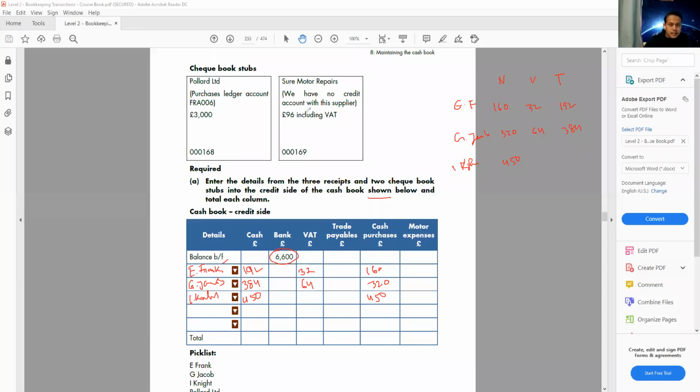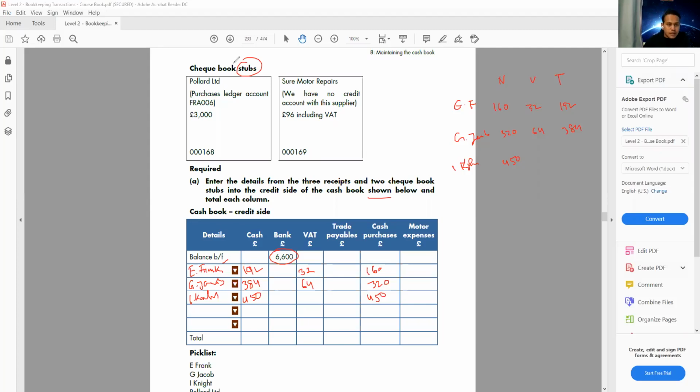All right. Now we move to the bank. Checkbook stub means payment from the bank. If you make a payment by your checkbook, money will go from your bank. Remember that. If you make a payment to your supplier by using the checkbook, money will go from your bank, not from the cash.